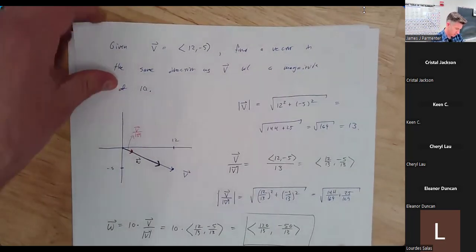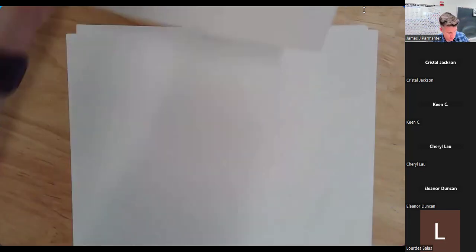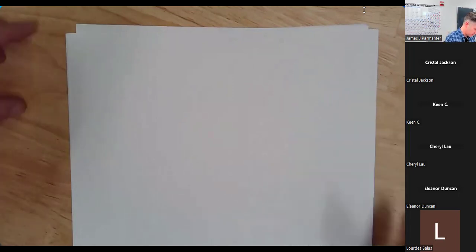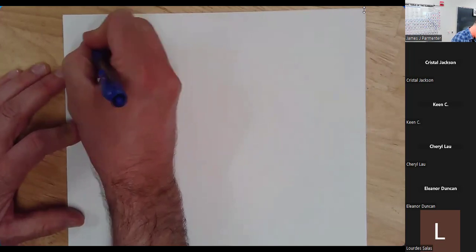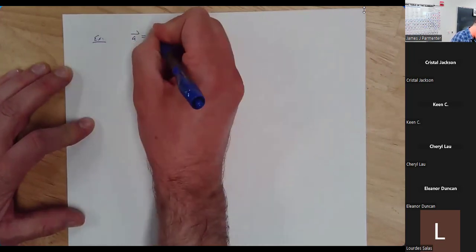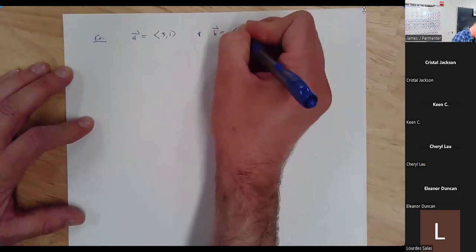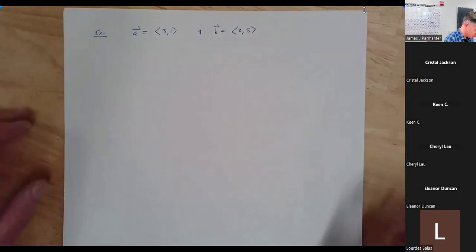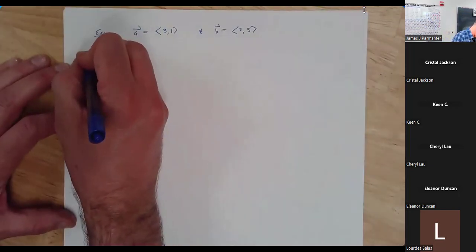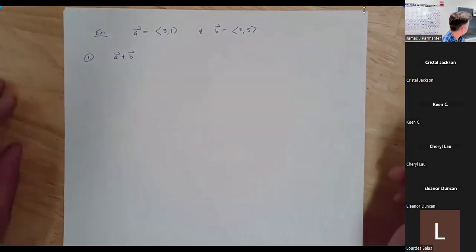A few more vector things. So we can add and subtract vectors in what people would probably say are the typical ways. Let's look at some examples here. Let's say we have the vector A equal to 3, comma 1, and the vector B equal to 2, comma 5. And we're going to do some adding. So 1, A plus B. And let's do this the nice way first.